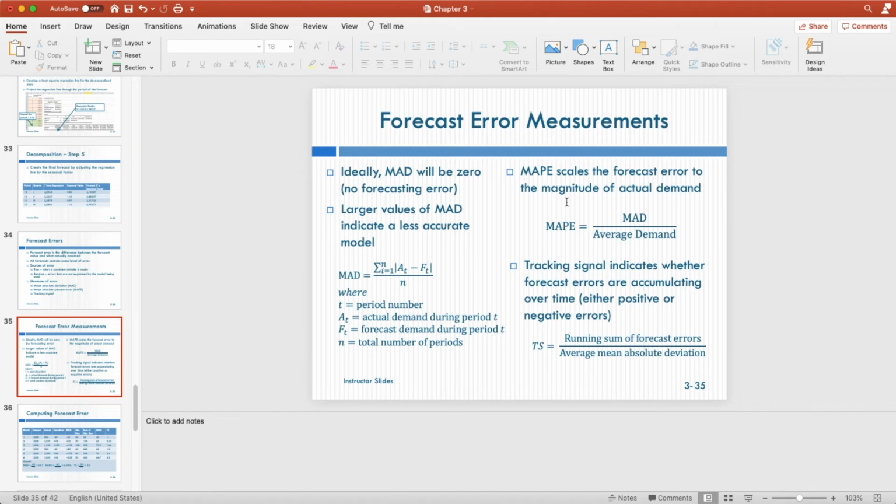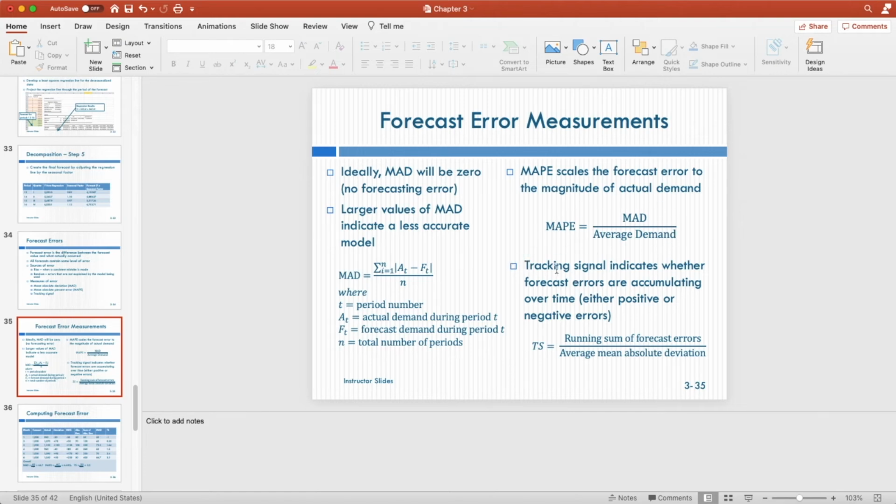The next one is called mean absolute percentage error. Mean absolute deviation itself is basically a value amount. But sometimes, instead of the value amount, we may use the percentage amount. When we use the percentage amount, we want to scale it based on the magnitude of the actual demand. That's why, when we compute the mean absolute percentage error, we simply take the mean absolute deviation from this equation, but divide it by the average actual demand that we used. Very simple. This is the second one.